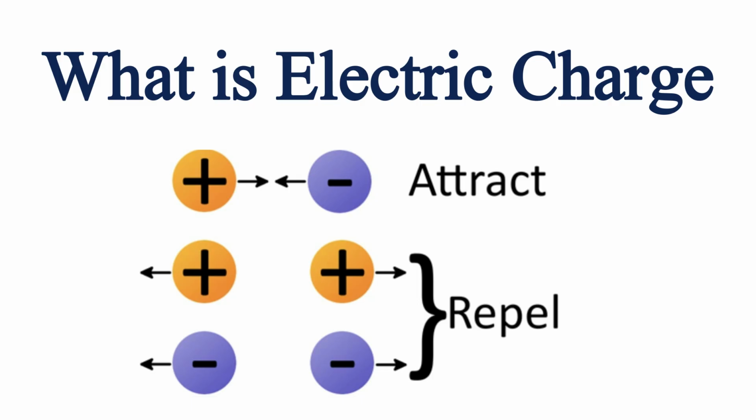So, what is electric charge? Electric charge is the property of matter. It is responsible for producing electric force and electricity. Anything that has electric charge can attract or repel other charged objects. Electric charge is measured in a unit called coulomb.